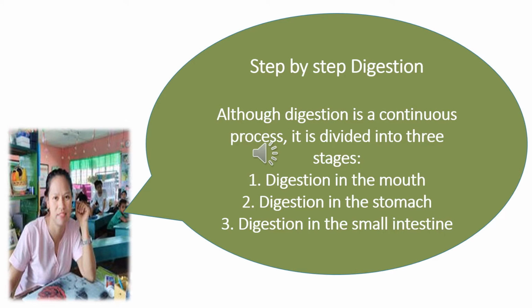Okay, so we're going to discuss the step-by-step digestion. Although digestion is a continuous process, it is divided into 3 stages. Number 1, digestion in the mouth. Number 2, digestion in the stomach. Number 3, digestion in the small intestine.